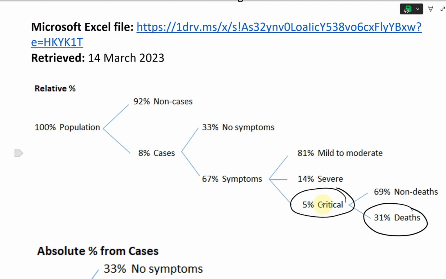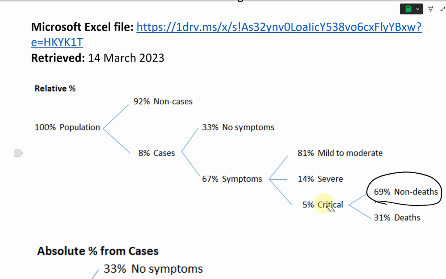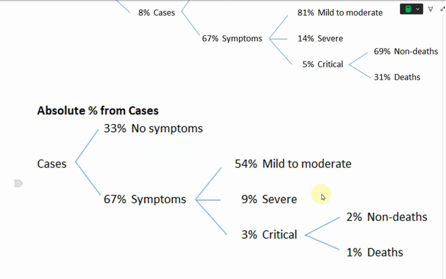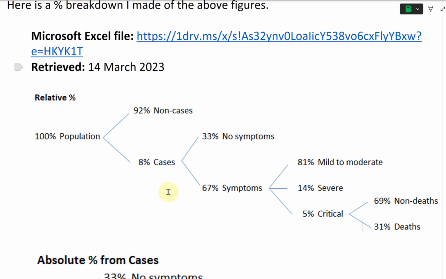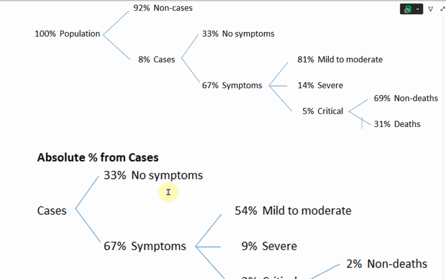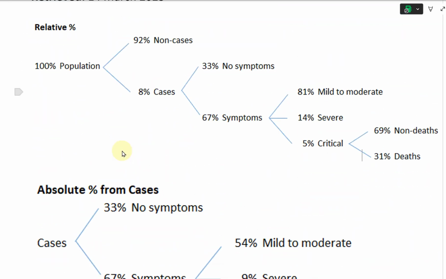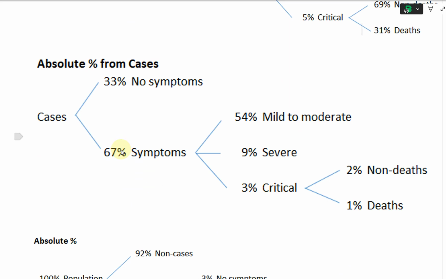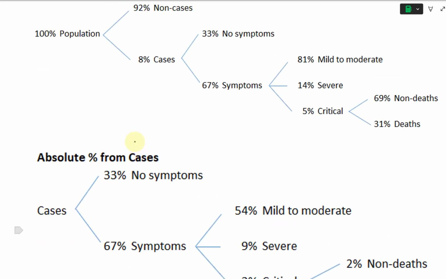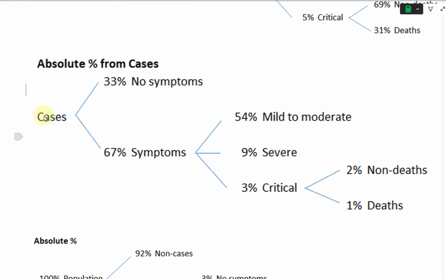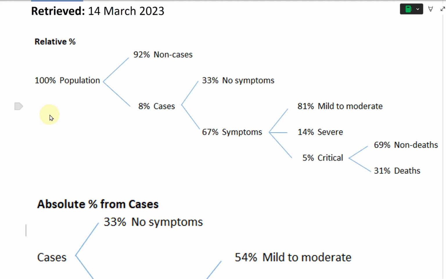So 31% of the people with critical cases died, and then 69% didn't die. And again, this is as of March 12th, 2023. Going further, I made an absolute percent cases table, and this one is actually absolute percent from cases. So you have cases right here, and we're going to start off making this 100%. So we're going to ignore this and start off at 100%.